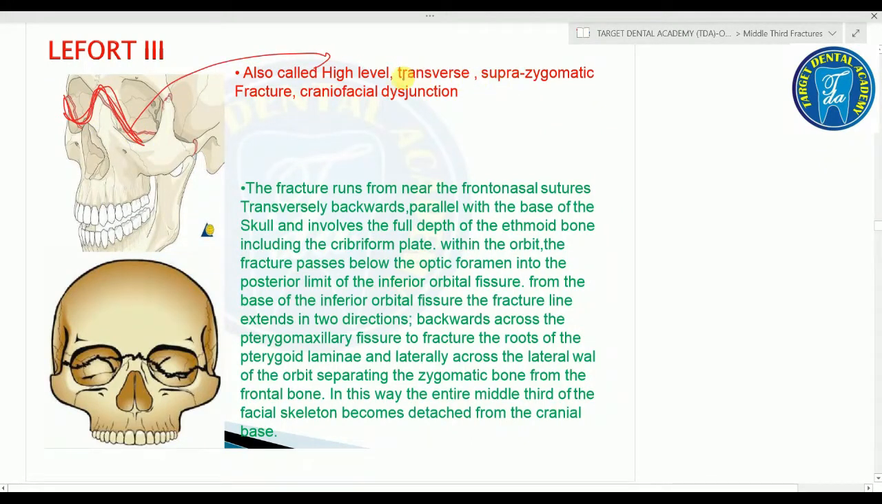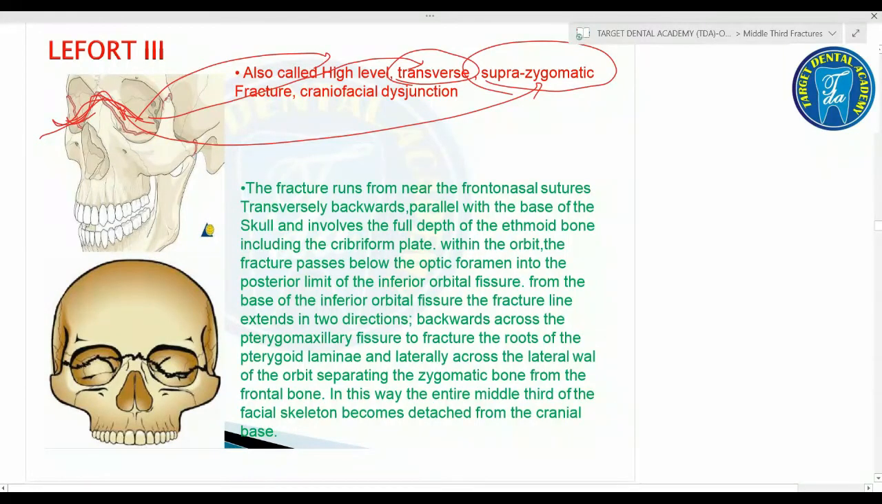It is also called a transverse fracture because the fracture line passes in a transverse manner. That is why it is called a transverse fracture. It is also called a suprazygomatic fracture. Why? Because the line of the fracture lies above the zygomatic bone. That is why it is called a suprazygomatic fracture. And it is also known as craniofacial disjunction.